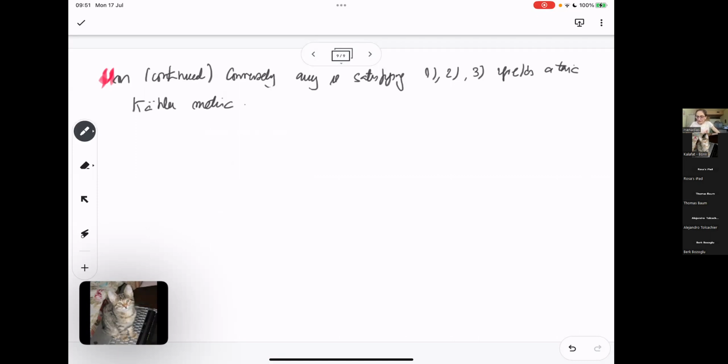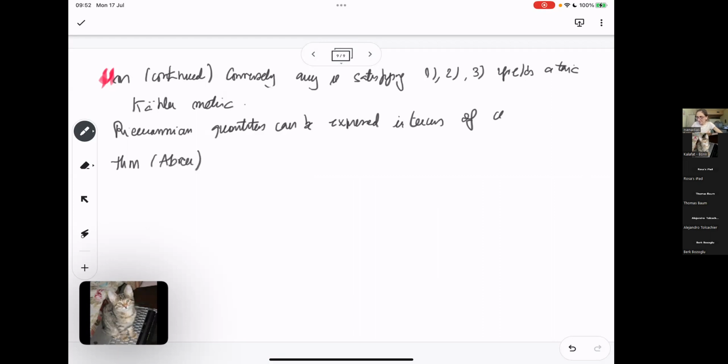Okay, so one of the good things about this is that Riemannian quantities can be expressed in terms of U. So let me give you an example, which again is going to be really important to us. And this was proved by Abreu.